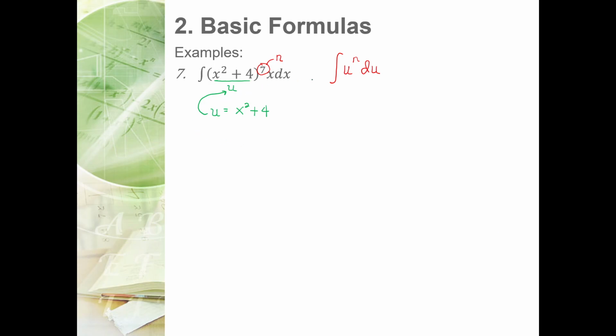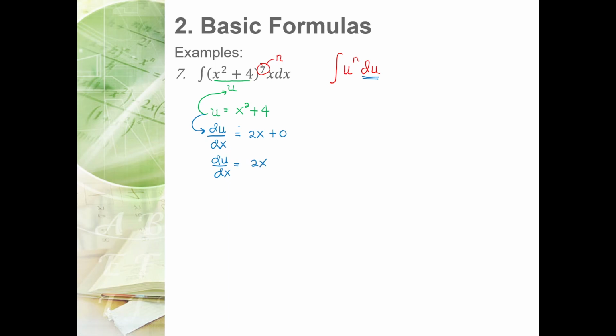Next is du, since we have our u parameter. We get it by taking its derivative, so du over dx is equivalent to 2x plus 0. Or its particular derivative is du over dx is equal to 2x.